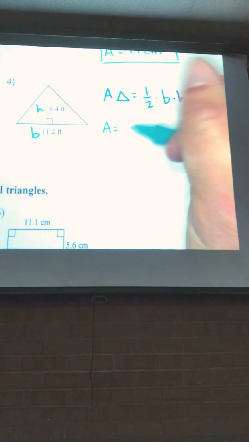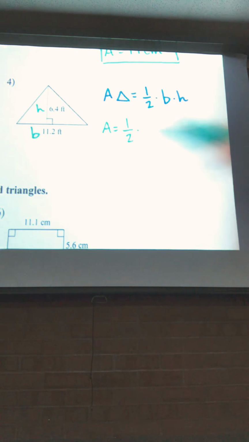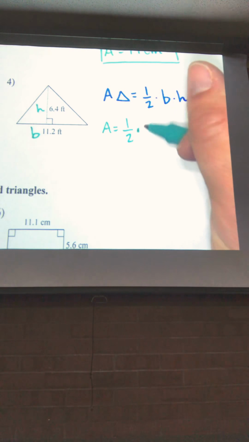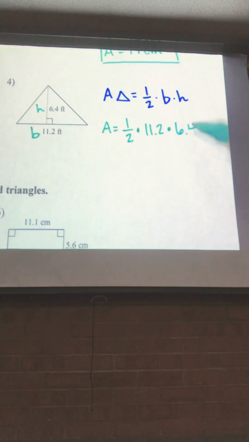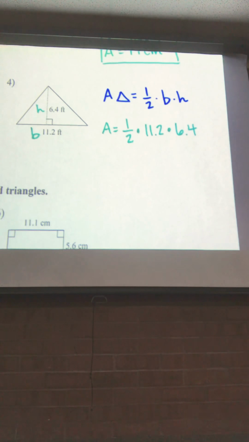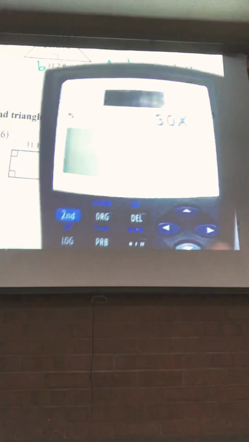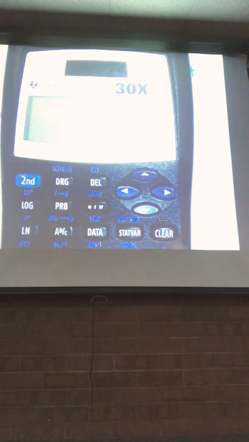Okay, so now we can fill in our formula. The area of this triangle is going to be 1/2 times our base. We'll make that dark. 11.2 times our height, 6.4. Perfect. We have it all filled in. Now let's just enter it into a calculator. Okay, here we go. 1/2 is 0.5.